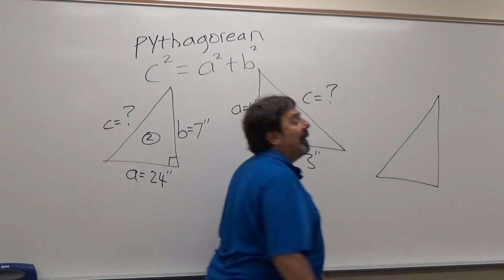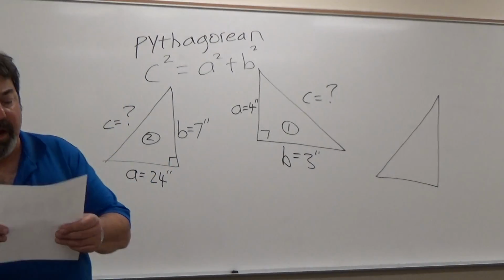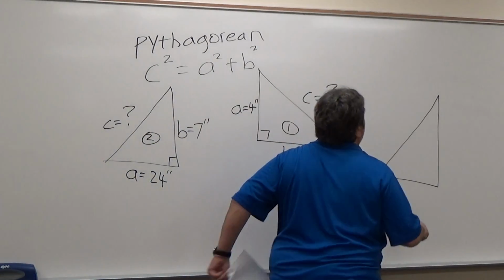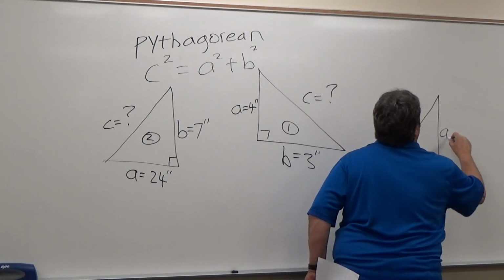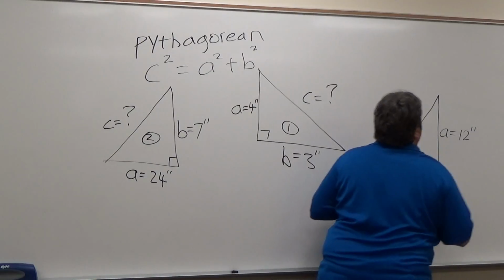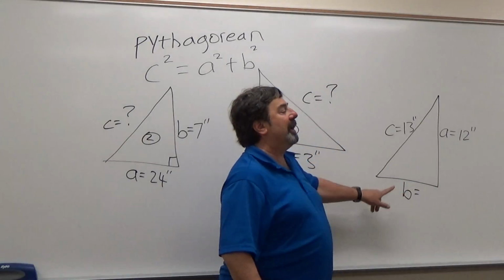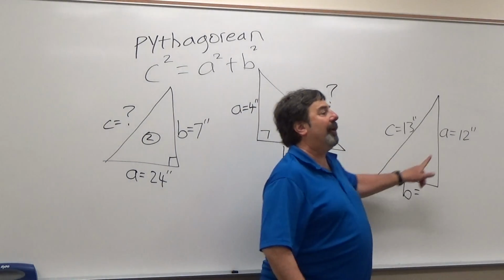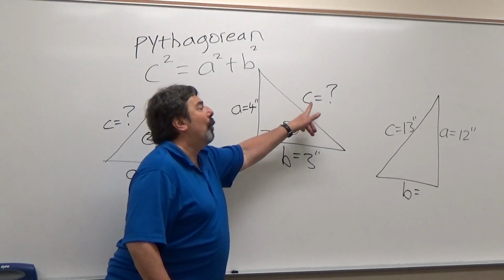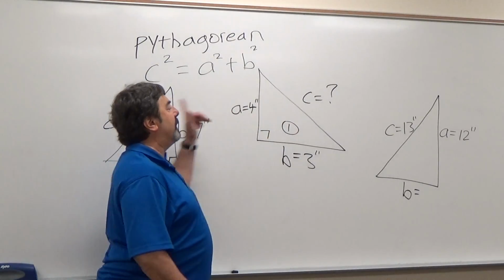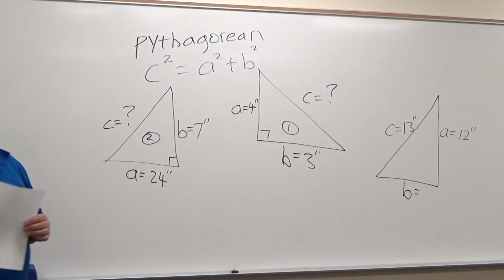We may get a problem that says the hypotenuse is 13 inches, and side a is equal to 12 inches, and they want to know what side b is. So here we're missing one of the legs. Again, the sides that are not the hypotenuse we call the legs. So we could either be looking for one of the legs, or we could be looking for the hypotenuse. In the Pythagorean Theorem, you know two of the sides, and you're going to find the third side.